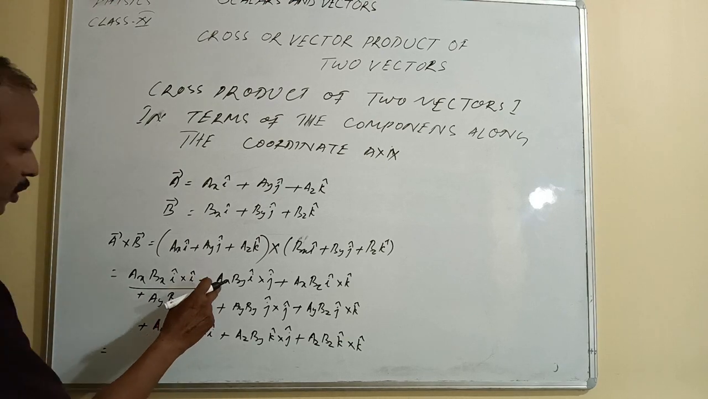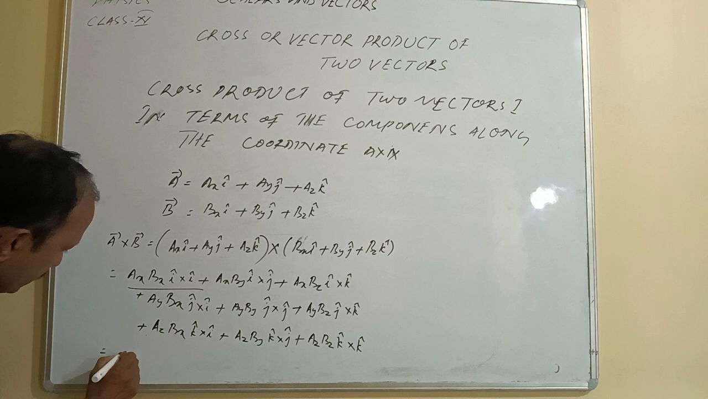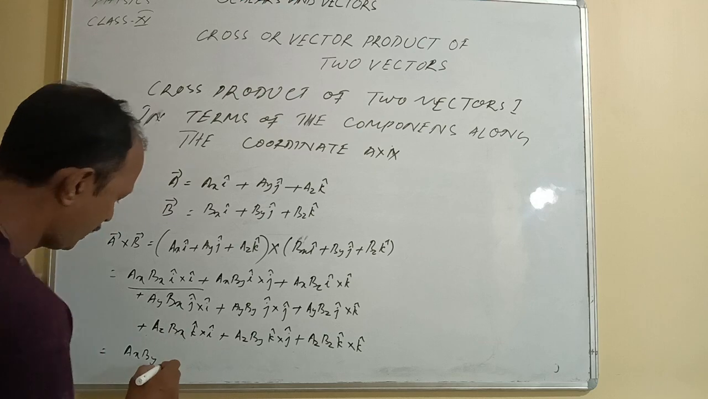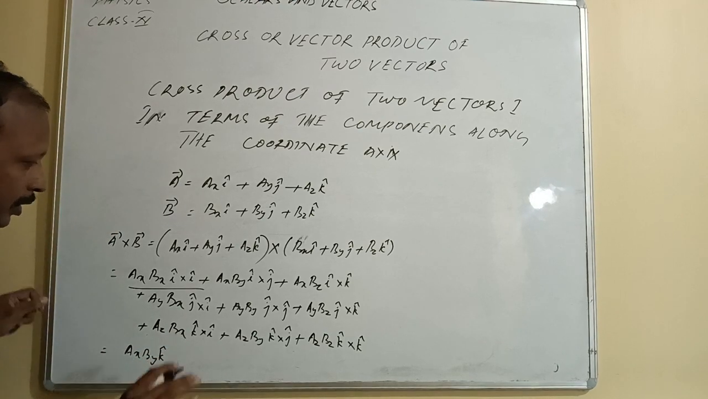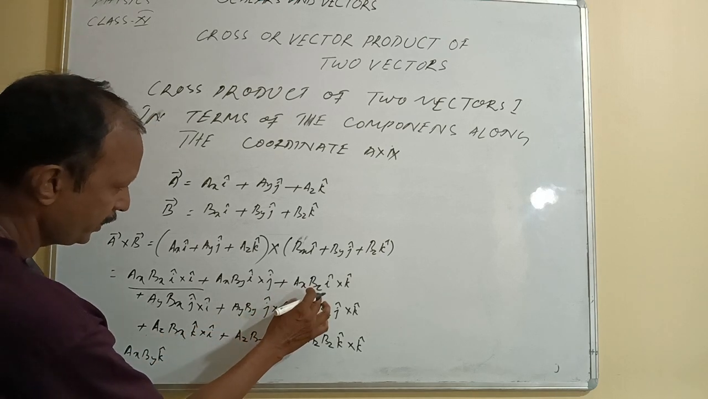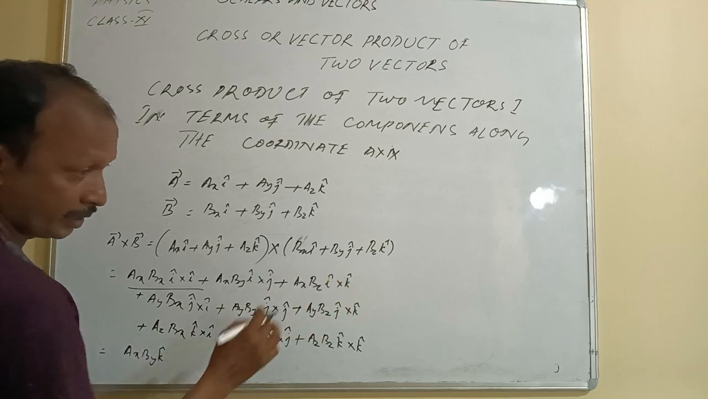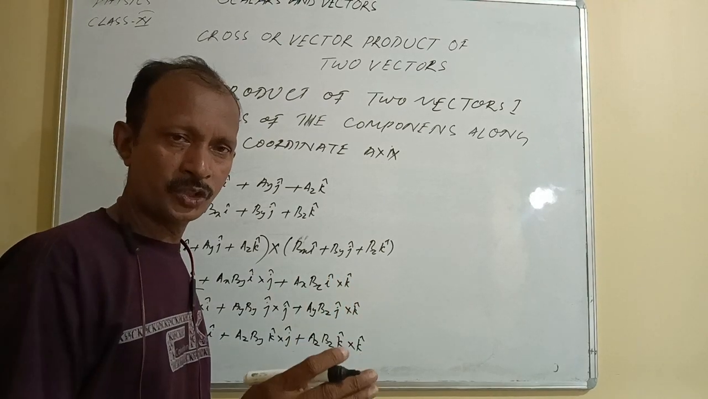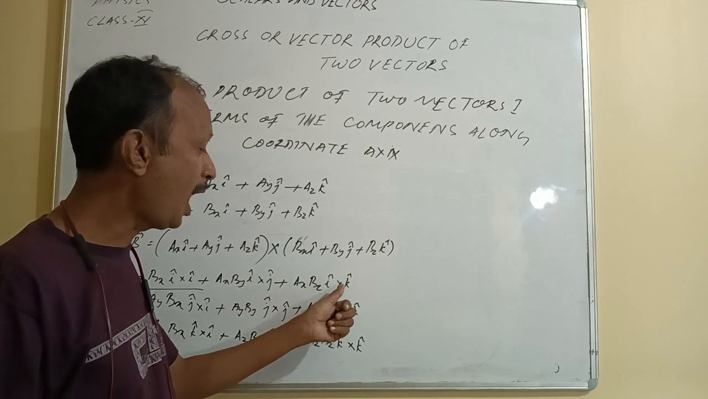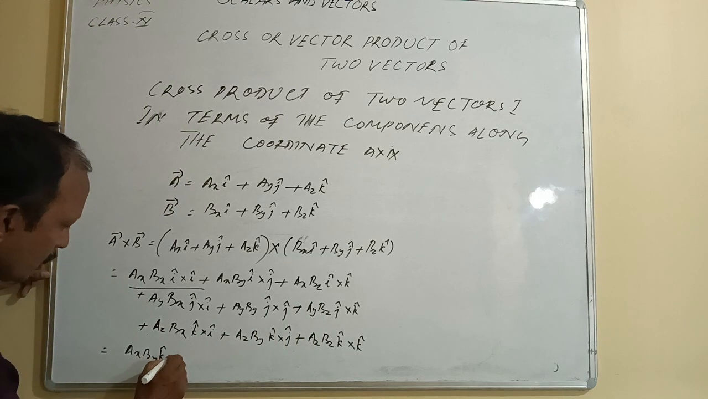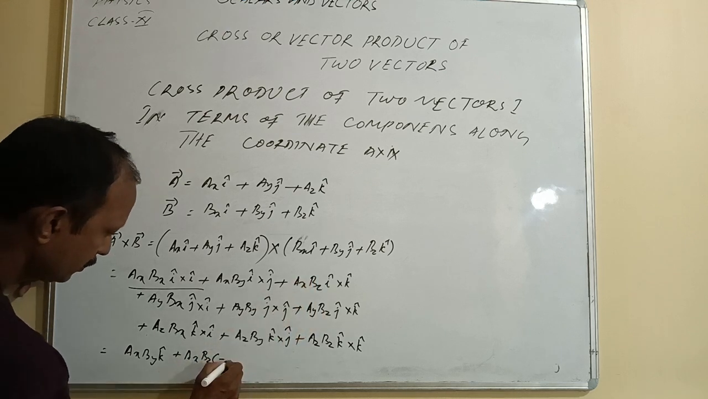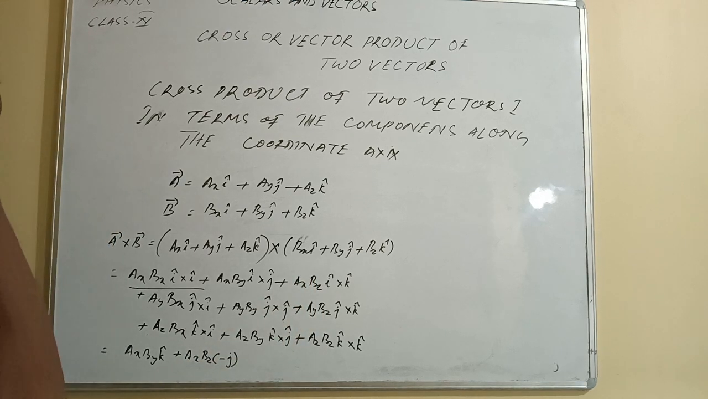Then I shall go for AX BY I cross J. I can write this is K. Okay, matter finished. Next one, AX BZ I cross K. I said I cross J, J cross K, K cross I is J. But here I cross K, so I am writing minus J. So plus AX BZ into minus J. This matter finished.